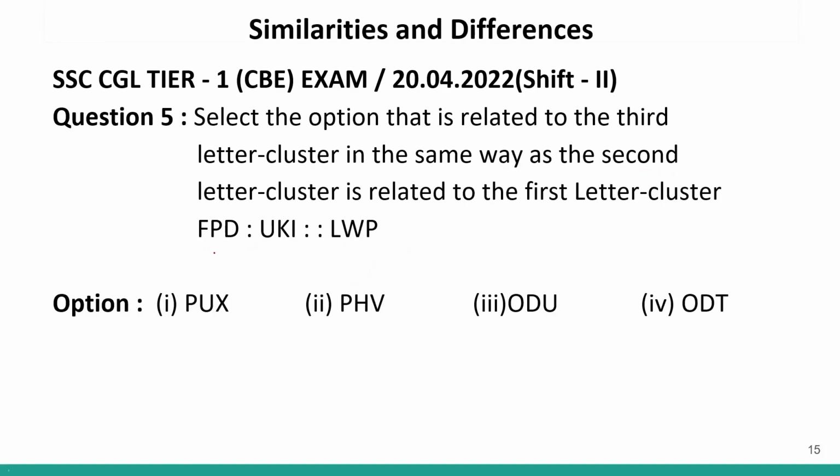Now, analogy based question. This is somehow related and we have to find out the concept of this one. So over here we have three different series. F is related to U, P is related to K, and D is related to I. So F, U are what? These are opposite letters. Similarly, P, K, these are also opposite letters. D is ranked at 4 and I is ranked at 9. So this is an addition of 5. These are not opposite letters. So we have to do the same thing for LWP. So L, the opposite letter for L is O. Okay, so eliminate option number 1 and 2.